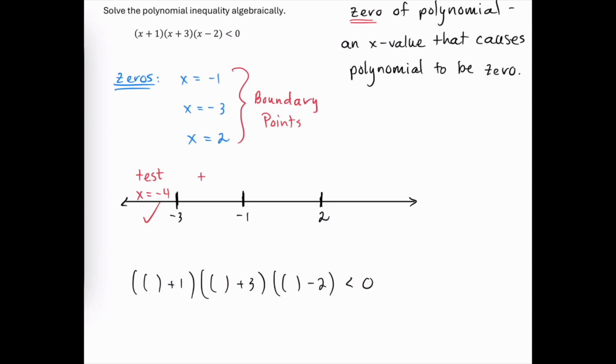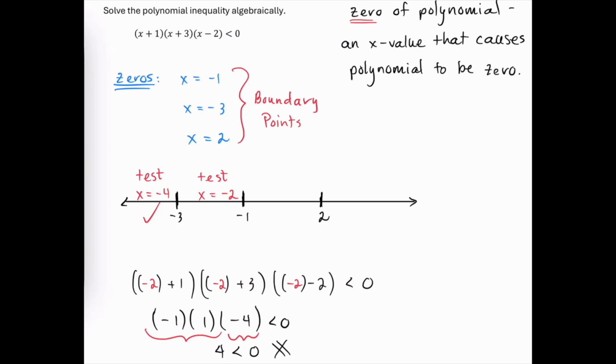So now we're going to move into the next interval and pick some integer value if possible, and it is, we can pick x equals -2, which makes our calculation just a little bit easier. So we plug -2 in for all the x values. Again, -2 is being plugged into each of these x values back in the original inequality, and then evaluate to see if this is a true statement. So -2 plus 1 is -1, -2 plus 3 is +1, and -2 minus 2 is -4. And here -1 times 1 is -1, multiply that by -4 and we get +4, which is not less than 0. So this interval does not work.